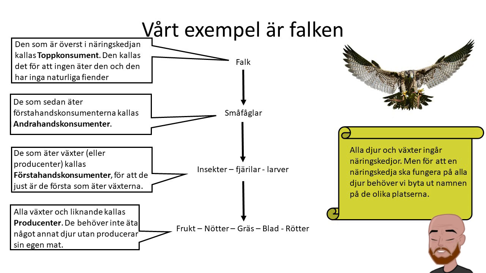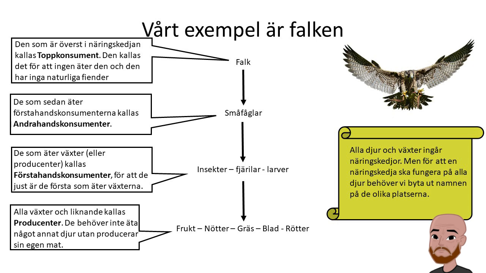And those that eat the plants, the producers, which we have now learned are called producers, are called primary consumers because they are the first to eat the plants. In Swedish, this is called Förstahandskonsument. Those that eat the primary consumers are called secondary consumers. So we are, so to speak, 2 steps up in the food chain. We are at the secondary consumer level, and here we have the example of small birds that eat the primary consumers, such as insects, butterflies, and larvae. In Swedish, this is called Andrahandskonsument.